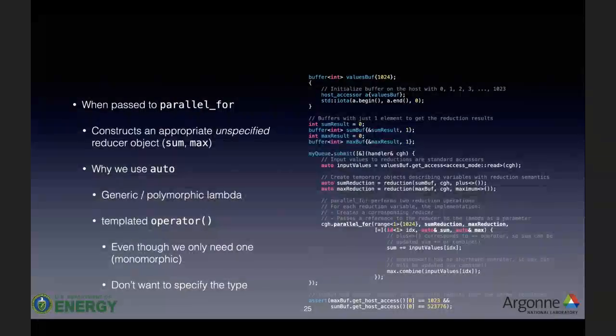We pass this to parallel_for. We're passing some reductions. It knows that in the kernel call we need a reducer object sum, and for max reduction we're going to need a reducer object max. And so we use auto here. This is a C++14 feature called generic or polymorphic lambdas. Lambdas showed up as closures in C++11, and then polymorphic ones showed up in C++14. That basically means it's templated, can take any type, and generates code based on the types it takes.